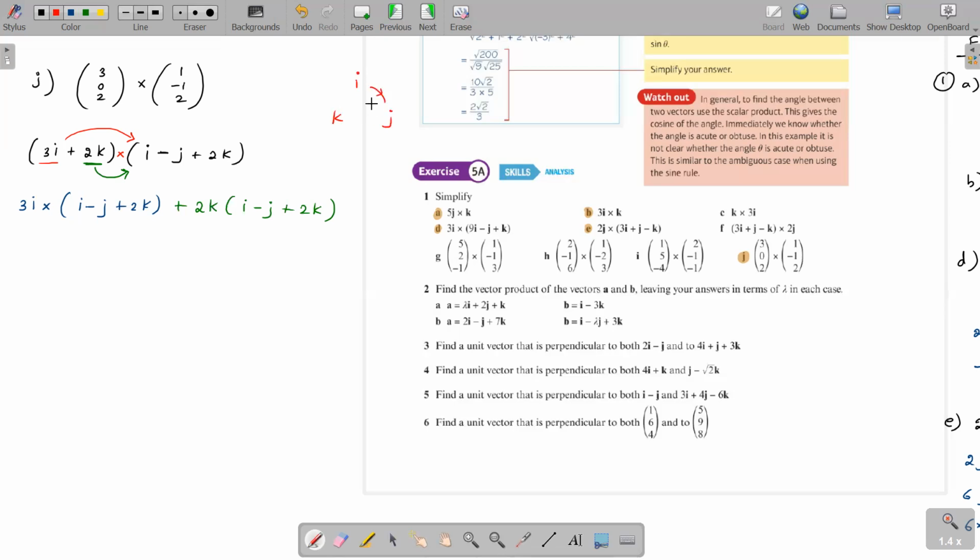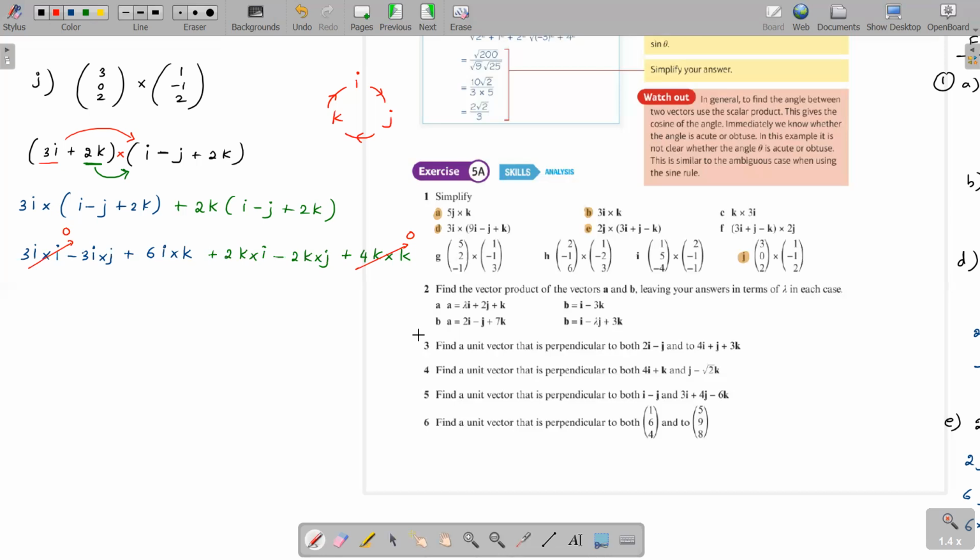i, j, k, you must have this. What do we get here? 3i cross i minus 3i cross j times 2, 6i cross k. Do you agree? Bracket plus 2k cross i minus 2k cross j times 2 is 4k cross k. Do you understand? i cross i will be 0 and the k cross k will be 0. Anyone who is the product with itself, parallel vectors will be 0.